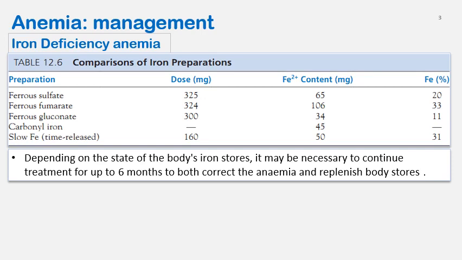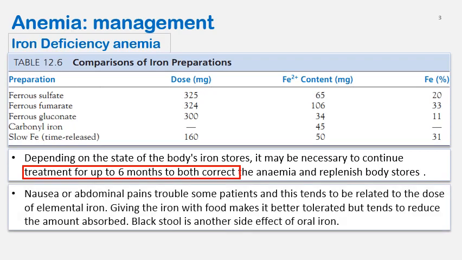Okay. Sometimes the treatment may require long-term therapy, up to 6 months, until they correct the anemia and replenish body stores. Okay. Side effects, as we said, include nausea, abdominal pain, and trouble. The side effects in patients with this treatment may be related to the dose of elemental iron. That means as the elemental iron is more, the side effects will occur more. Giving the iron with food is better tolerated, but tends to reduce the amount absorbed. Black stool, which is called melena, is another side effect of oral iron.